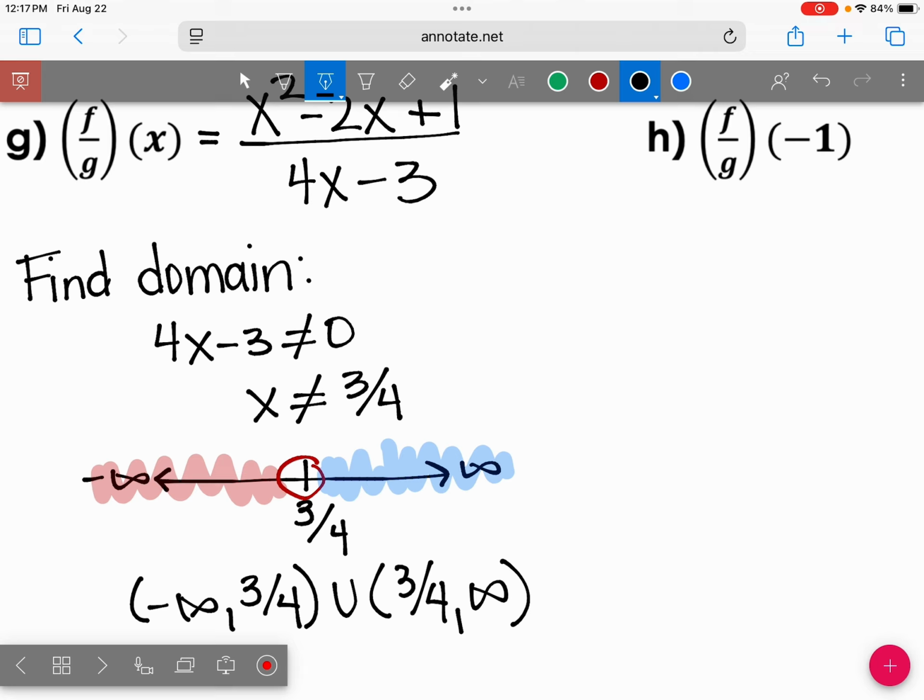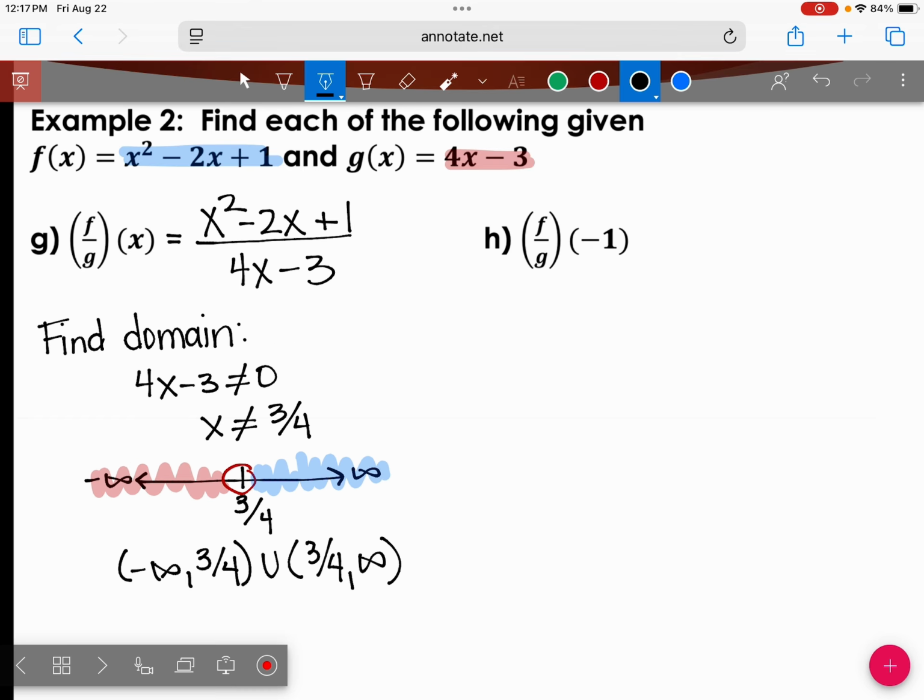Wouldn't it be negative 3? I added 3 and divided by 4. Oh, wait, yeah, that makes sense. Okay, just making sure, because you know I need help.